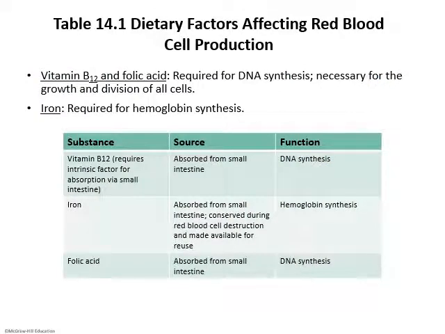Okay, so dietary factors affecting red blood cell production. You need vitamin B12 and folic acid. Without these, you're going to get different types of anemias due to the fact that the cells can't grow and divide. And then iron is required for the synthesis of hemoglobin. So without iron, you can't create hemoglobin.